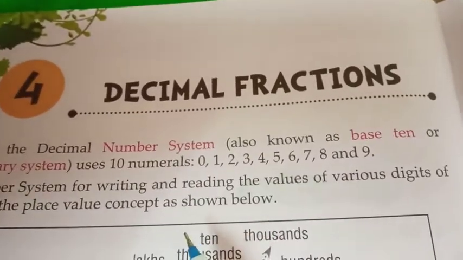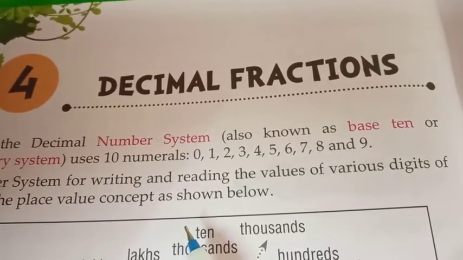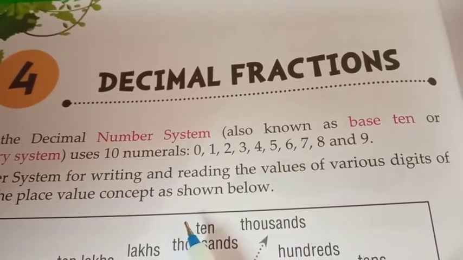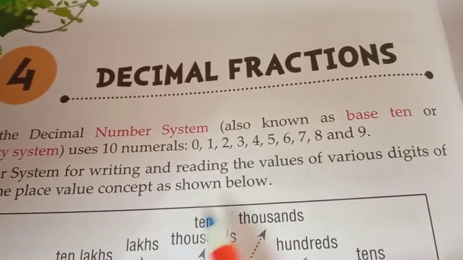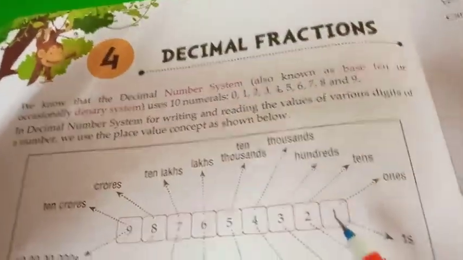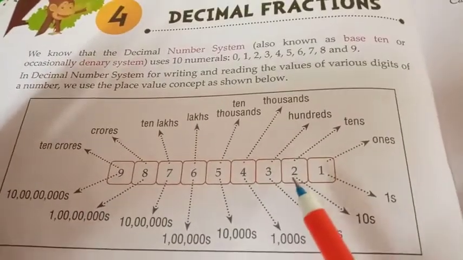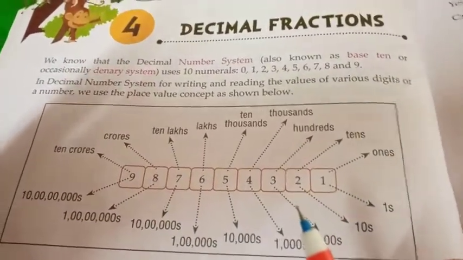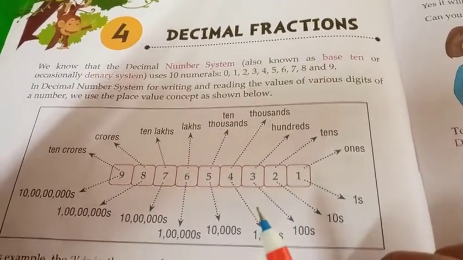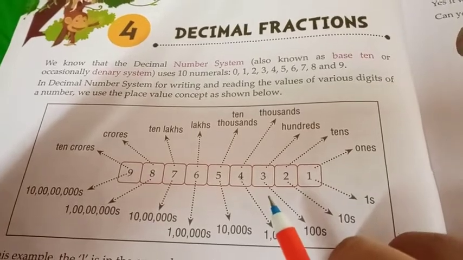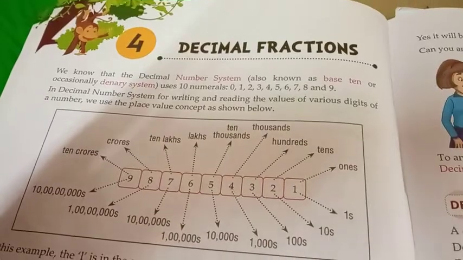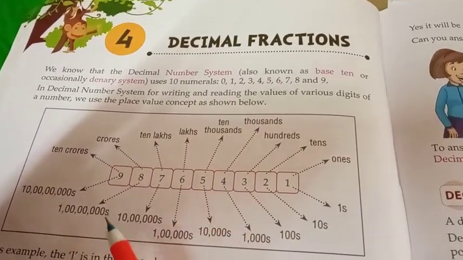In the decimal number system, for writing and reading the values of the various digits of a number, we use the place value concept as shown below. When I discussed chapter 1, I told you that in mathematics the concept of place value is very important. Most of the time we can use this concept to solve the problem. So here you see, for this big number, how you have to write the number in the decimal place.